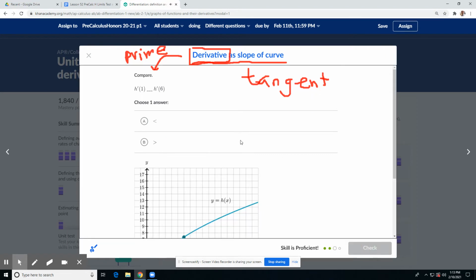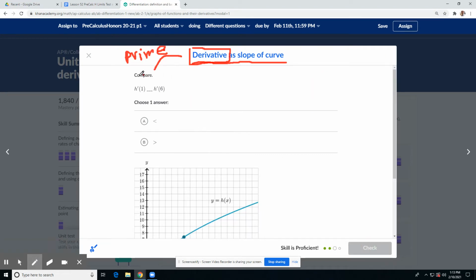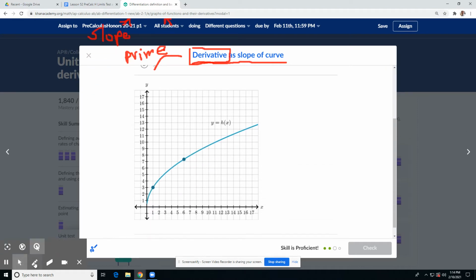Let's see if the next one's any different. Okay, we're asked to compare these now. Compare. Basically, the slope at 1, the slope at 1, and the slope at 6 as input. So comparing them. Is it less than or greater than? So let's go ahead and take a look. 1 and 6. There it is right here.